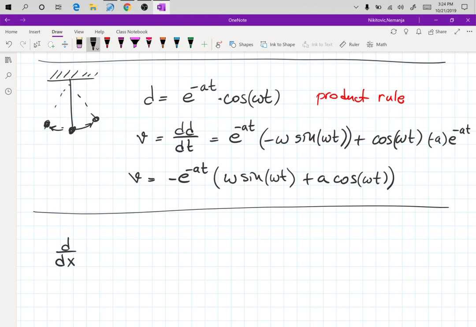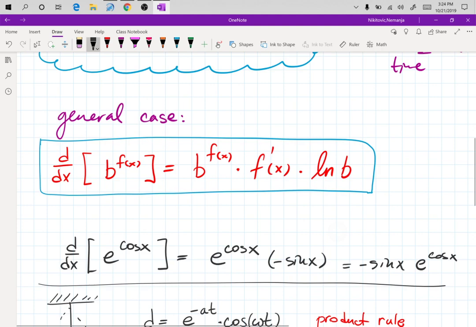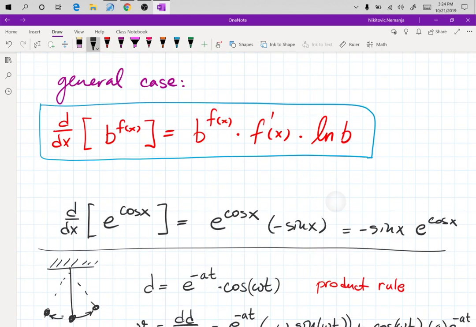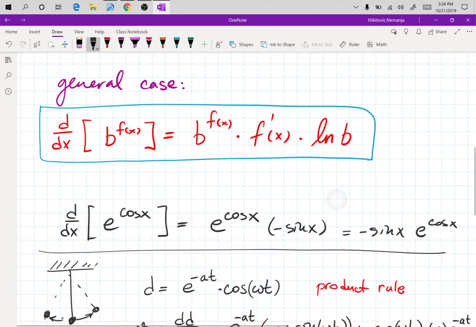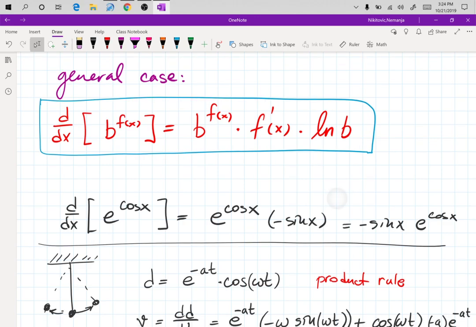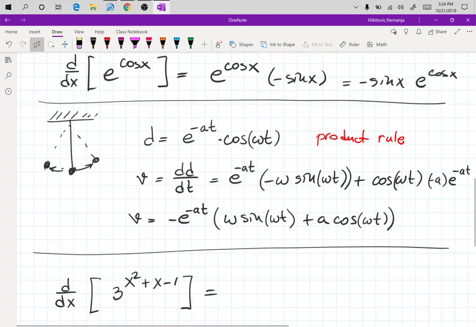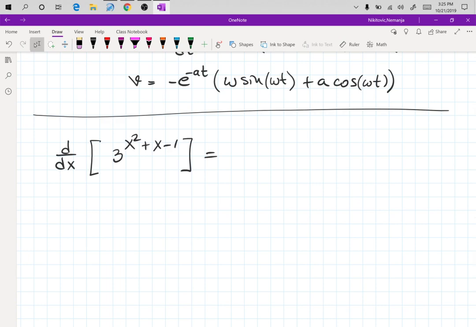Okay, so now I have the derivative of, and let's say you have 3 to the x squared plus x minus 1. So you have 3 raised to the polynomial. So try to use this formula with general base b to solve this derivative.